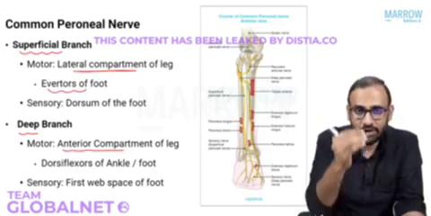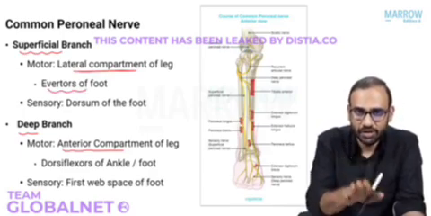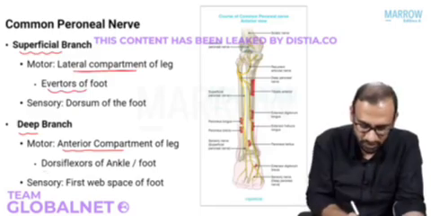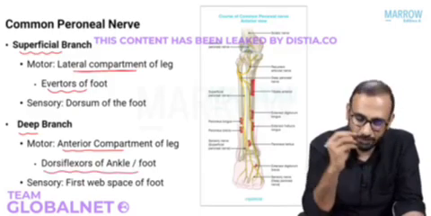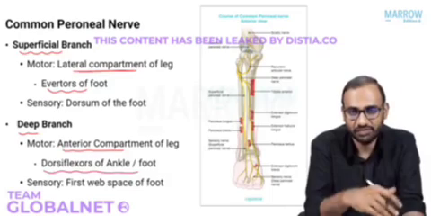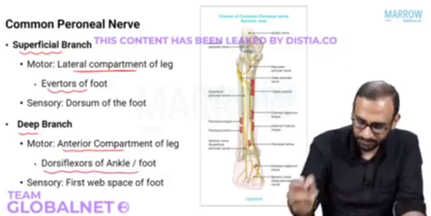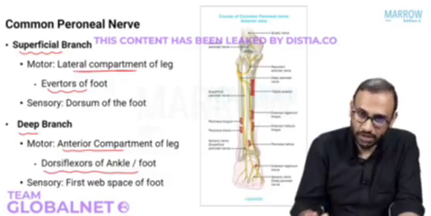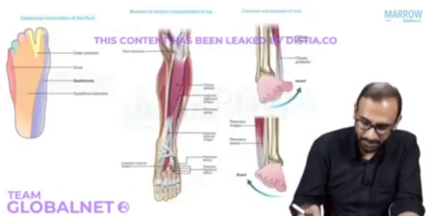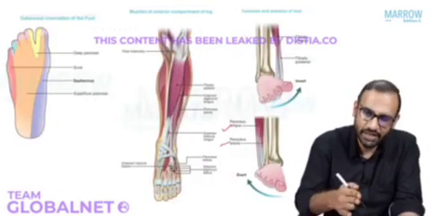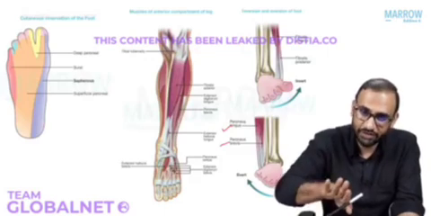And the anterior compartment of your leg basically helps you dorsiflex the ankle of the foot. Okay, so what is this eversion? What is this inversion? Dorsiflexion, plantar flexion, you know. Eversion, inversion is where the confusion is. So the muscles of the superficial branch of the common peroneal nerve, basically the peroneus longus and brevis, evert the foot.